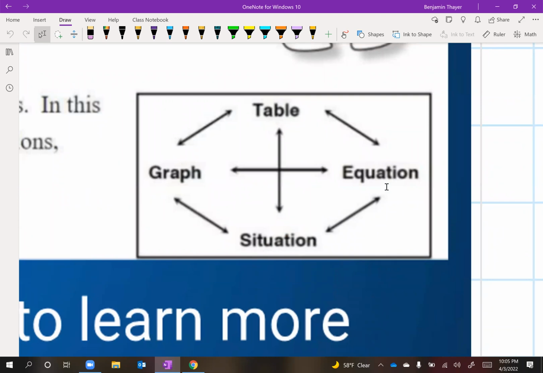Our focus will be to learn how to represent exponential functions from an equation, to know what each of those pieces represent, and how to identify those pieces in the equation when you have a table in front of you or a graph or a situation.